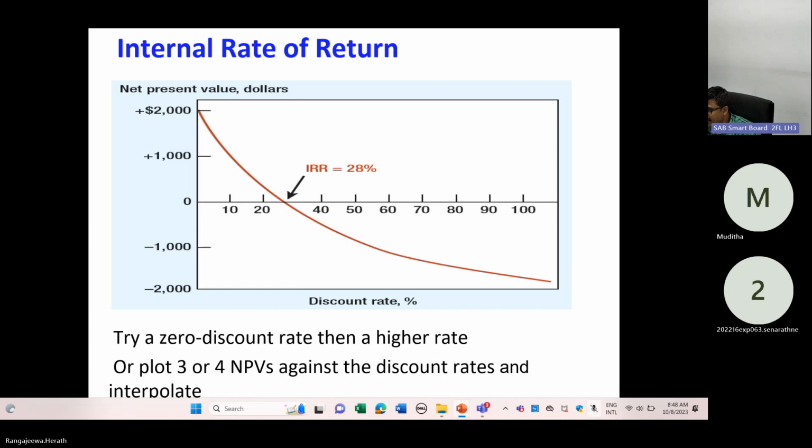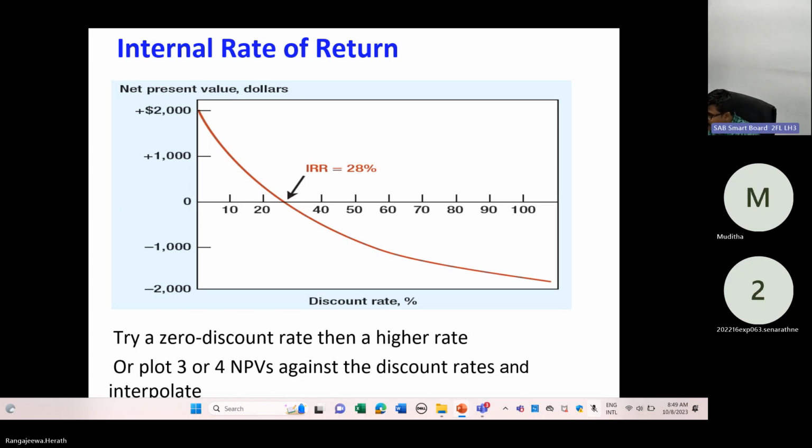Looking at this diagram, you can say yes, IRR is 28%. The investor's expected rate of return is 20%. Using that, we should discount the cash flows of the project. So we will end up with a positive NPV. That means when IRR is greater than the investor's expected rate of return, we can accept the project because it will end up with a positive NPV. Right.